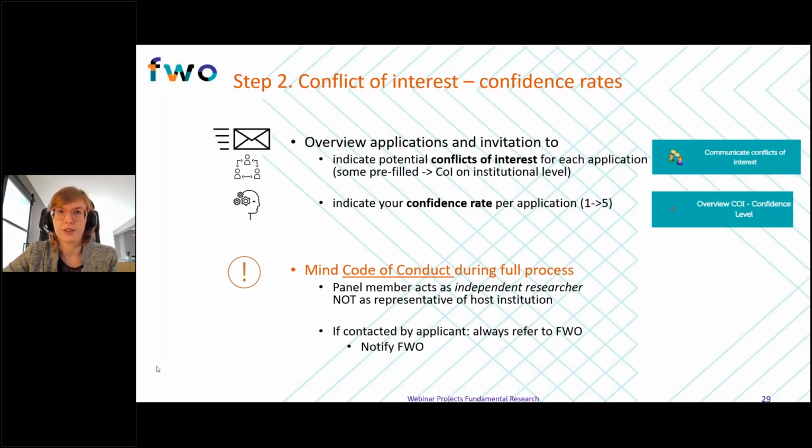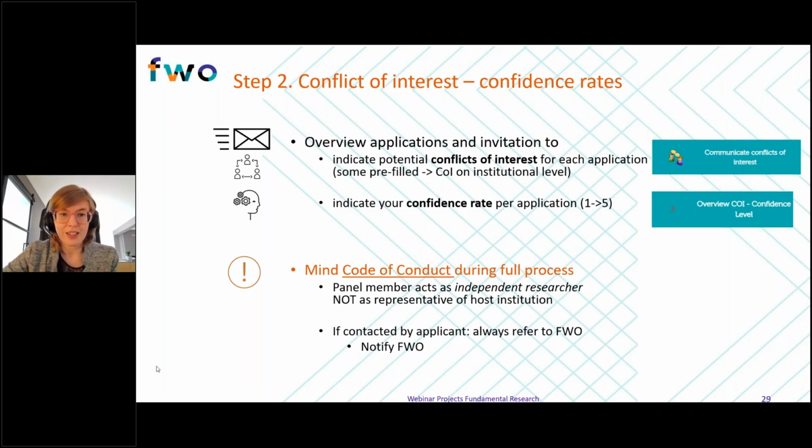So what you will have to do in this e-portal is indicate the conflicts of interest and the confidence rate. So for many of the panels, this step has already been done. So you will receive an email with an overview of the applications and an invitation to indicate potential conflicts of interest for each application. Some of these conflicts of interest may have already been filled in for you. This is the case if you have conflicts of interest on an institutional level. So this is mainly the case for Flemish researchers. We also ask you to indicate your confidence rate per application on a scale of 1 to 5.